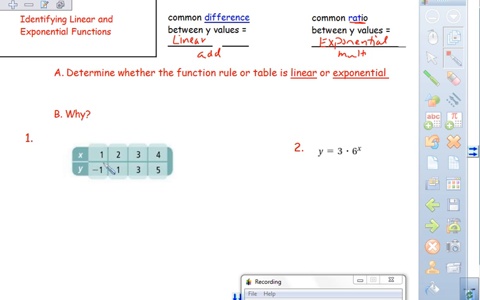So number 1, here's my x value, and I want to double check what is my y value increasing by each time, or am I multiplying? So between 3 and 5 I'm adding 2, 1 and 3 I'm adding 2, -1 and 1 I'm adding 2. So because I'm adding the same value every time, I would say that this is going to be linear. Because I have a common difference.